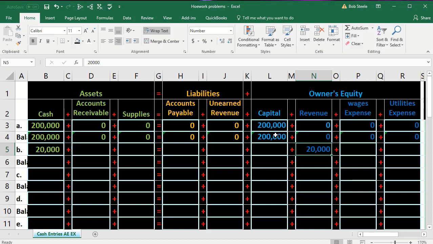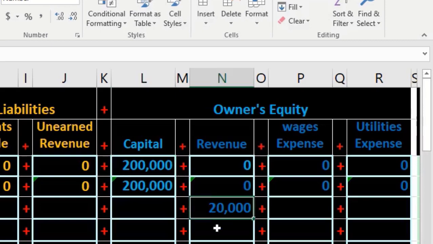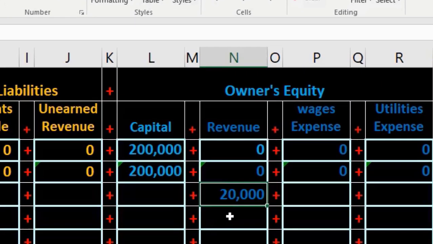By the way, we could have done that for the 200,000 here. We knew 200,000 was going up in A, because cash went up. But if we take a look at that, we know that the capital account represents what is owed to the owner. And if the owner put in 200,000, that means that the capital account should be increasing by 200,000 as well. So the revenue account's gonna go up. It always goes up, so it must be going up. So it's gonna go up 20,000.